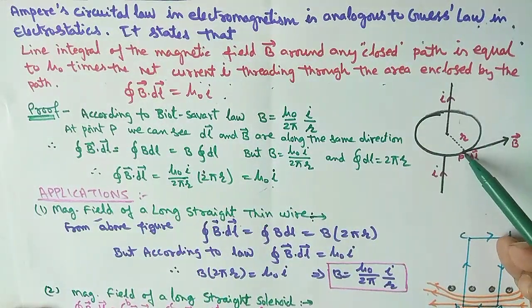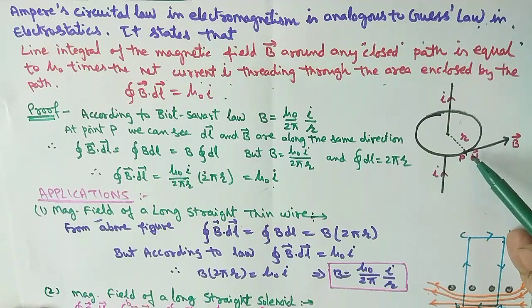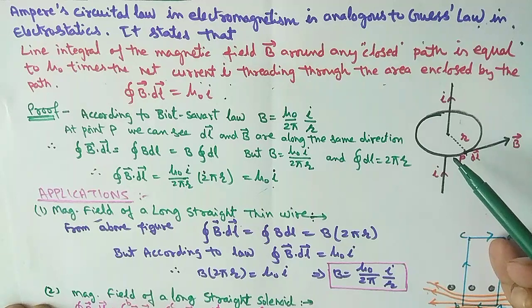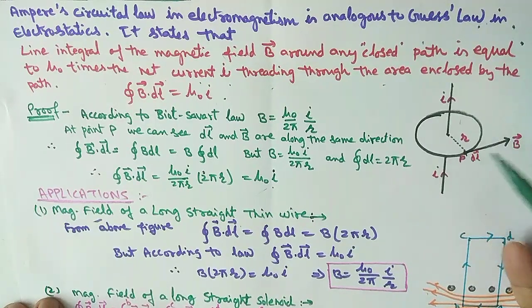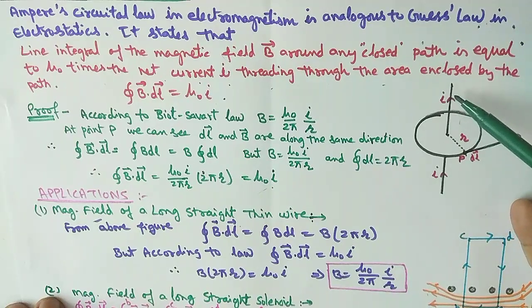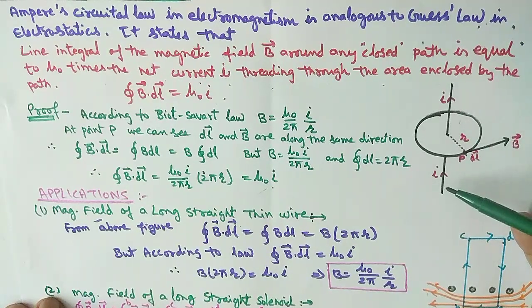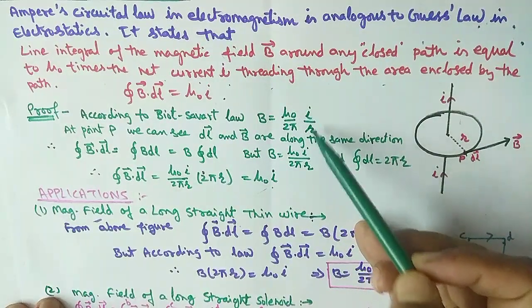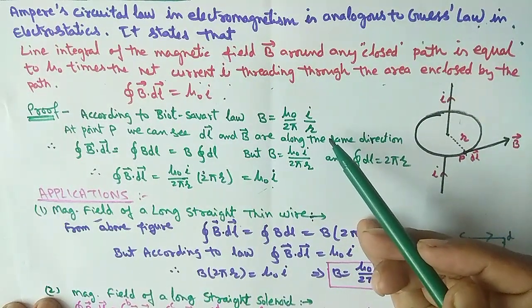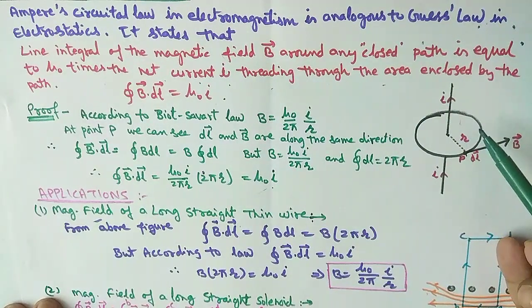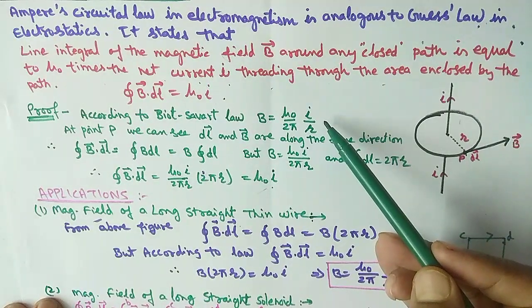So see, how can we prove it? You know very well, according to Biot-Savart's law, the magnetic field due to the current carrying straight wire is given by B is equal to mu naught upon 2 pi, I upon r. We have already derived this formula. Now we have to prove the Ampere circuital law using this Biot-Savart's law.